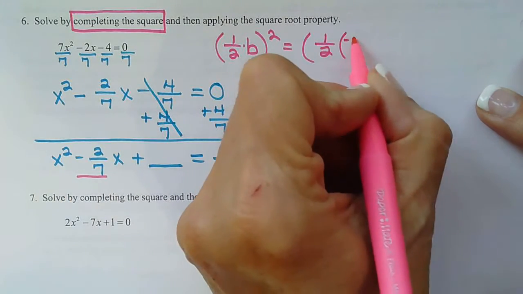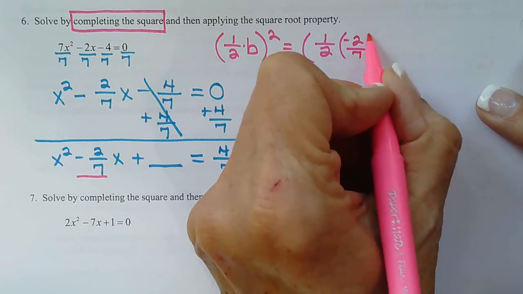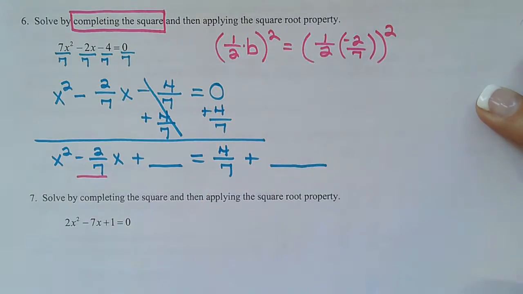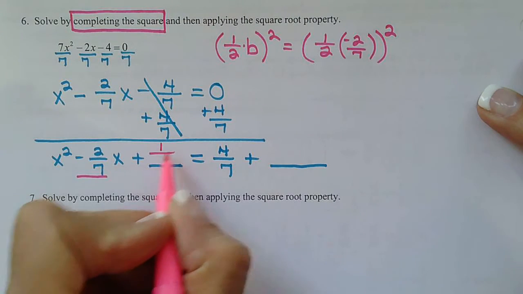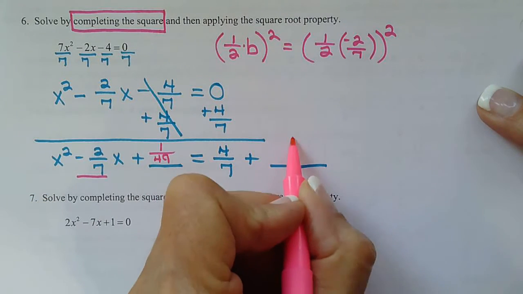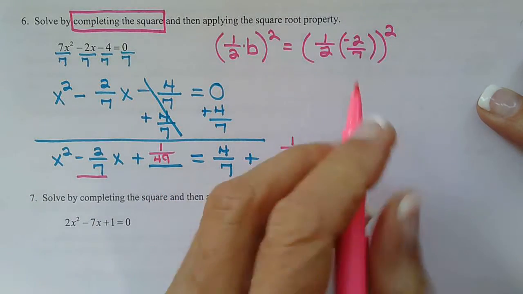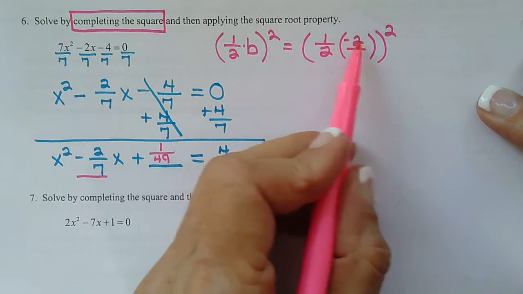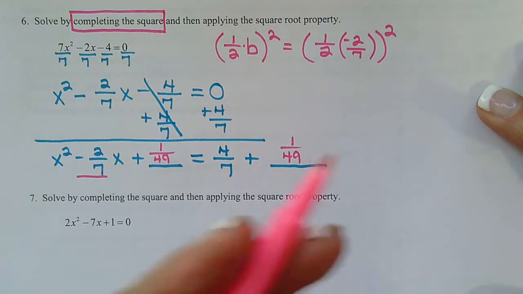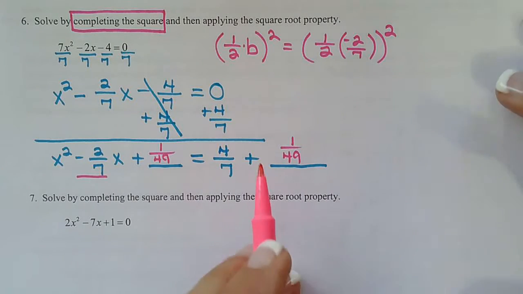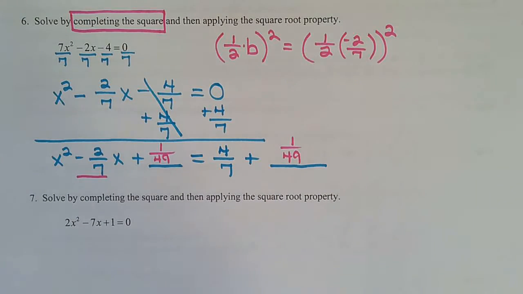-2/7 and then square it. So I can already tell it's going to be 1/49. I'll show you on the calculator too, but see how the 2's are canceling? So you get -1/7. Well, -1/7 times -1/7 is positive 1/49. Go ahead and get your calculators out and type that in and see if you get the same number.